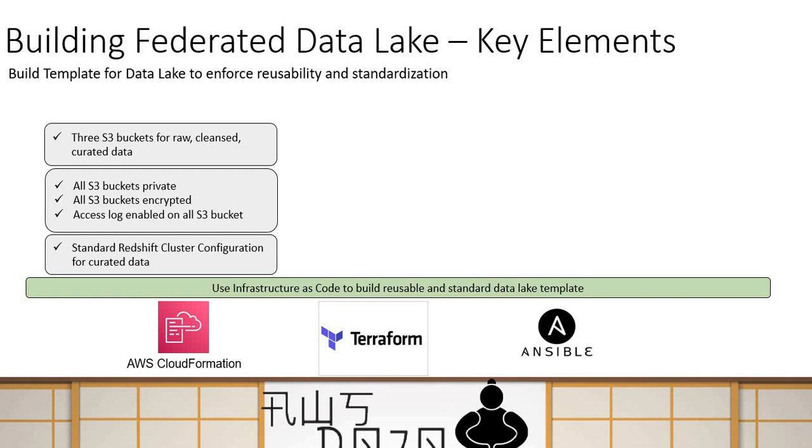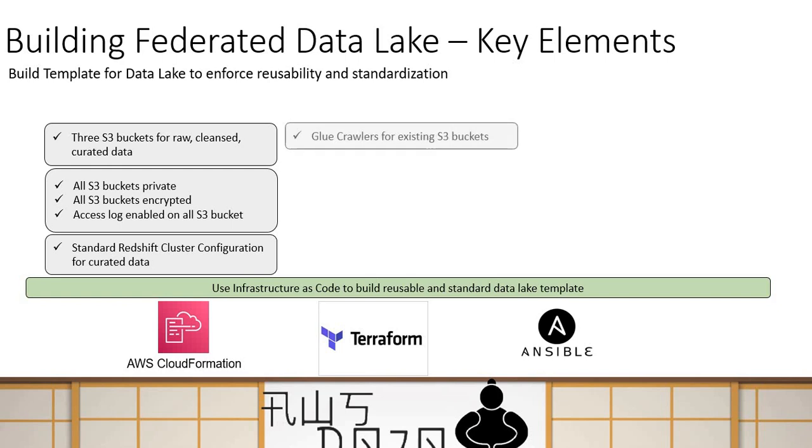Then you're going to configure a standardized Redshift cluster configuration for curated data. So like having Redshift launched into a private VPC with restricted network configuration, having a very strict security group policy, having a Redshift role assigned to the cluster, which again provides restricted access to the Redshift role. So those kind of standard Redshift cluster configurations you can create as a part of your template.